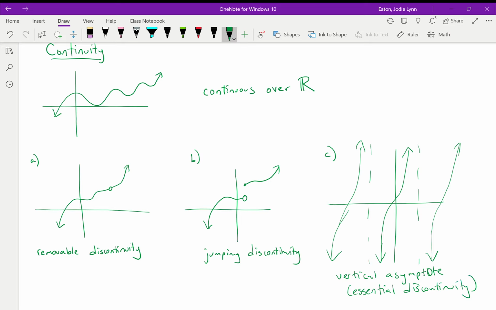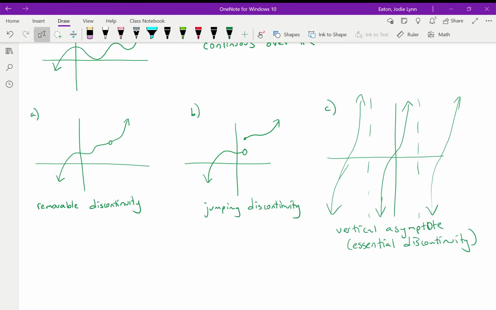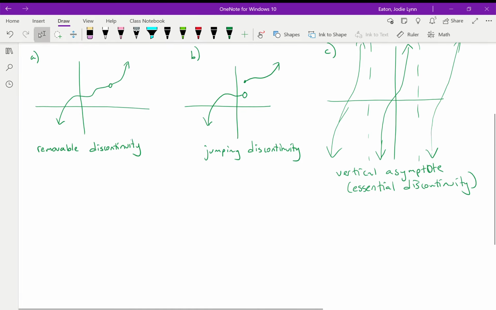There are a lot of different ways we can be discontinuous. Most of the functions we've seen are continuous. The ones where we're likely to have discontinuity are things like rational functions. We may have issues when we take radicals. We may have issues with things like tangent that don't exist everywhere.